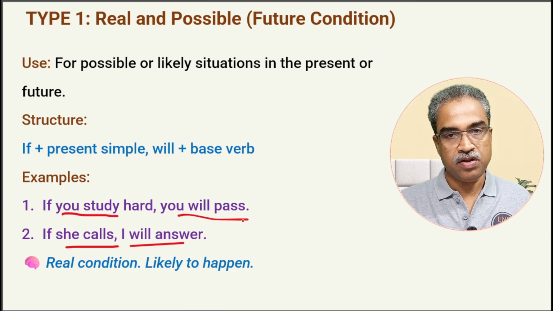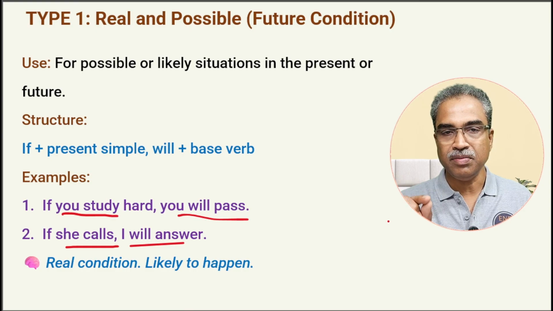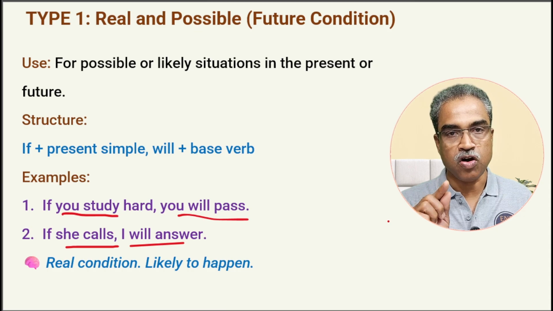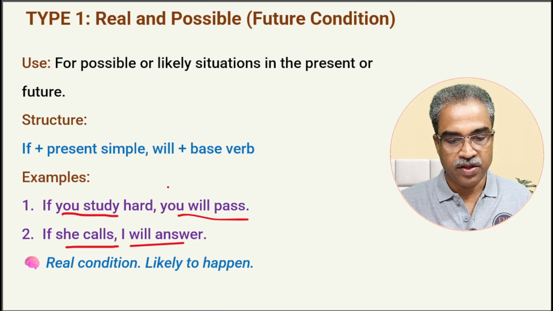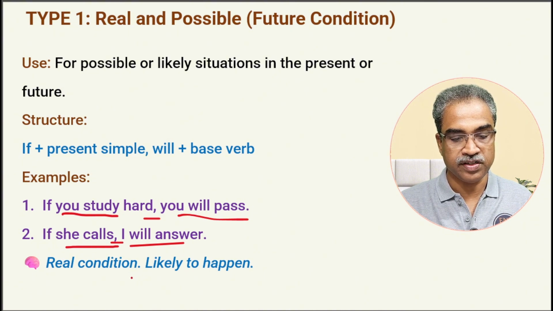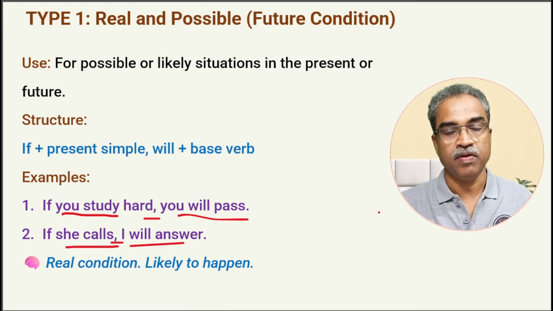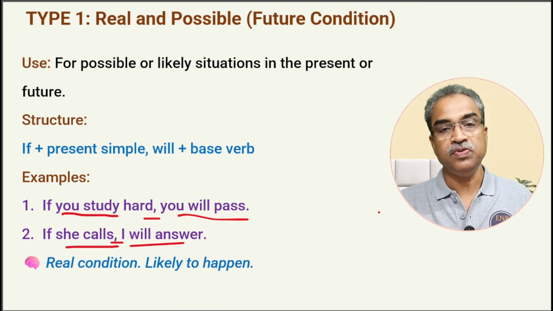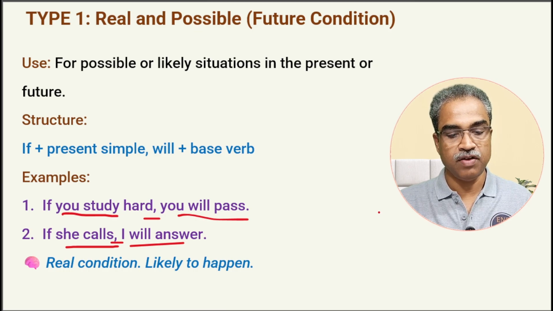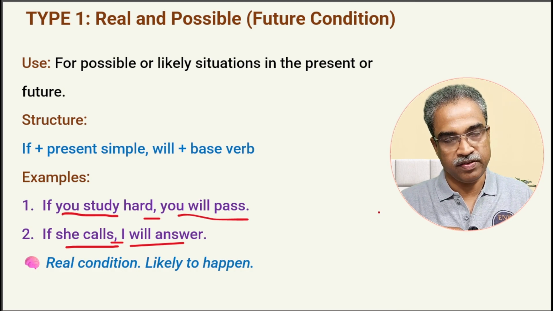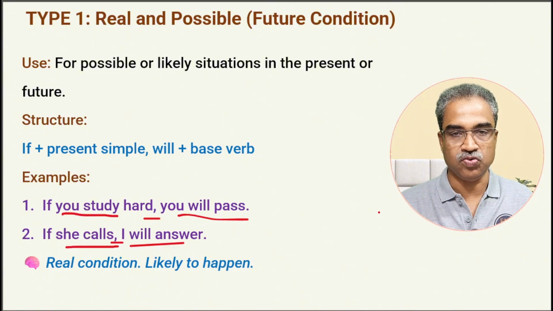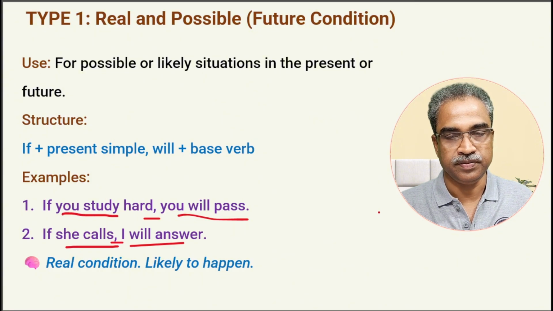But please do remember one thing. See, if you study hard, you will pass. If you use the if clause in the beginning, at the end of the if clause we normally put a comma. You can see this comma here, right? See here also, this comma, second sentence. If she calls, I will answer. But if you start with the main clause, like you will pass if you study hard, then there is no need to put that comma. No comma. So you will pass if you study hard is one full sentence without any punctuation, only the full stop at the end. Is it clear?